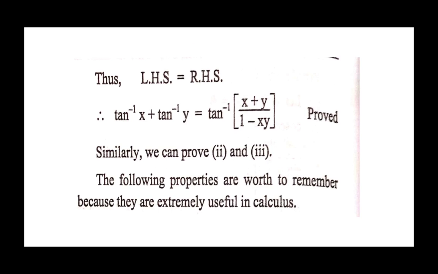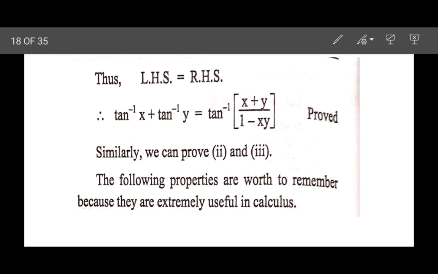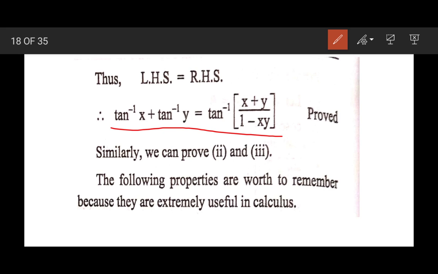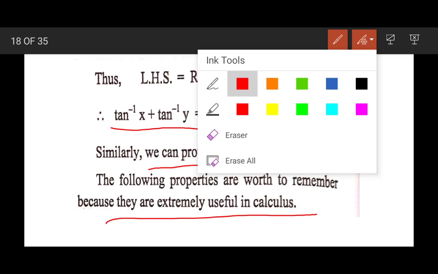So thus the left hand side is equal to the right hand side, and hence we get tan inverse x plus tan inverse y is equal to tan inverse of (x plus y) upon (1 minus xy). Similarly, we can prove the second and third ones. The following properties are worth remembering because they are extremely useful in calculus.